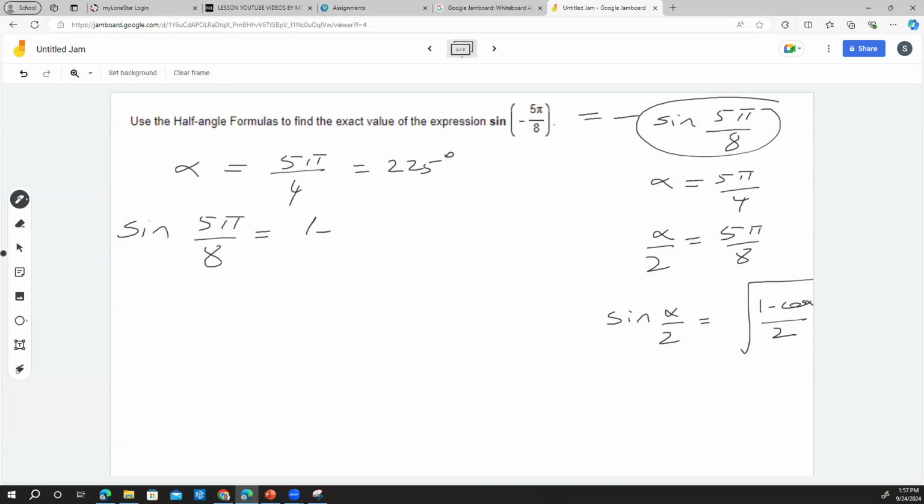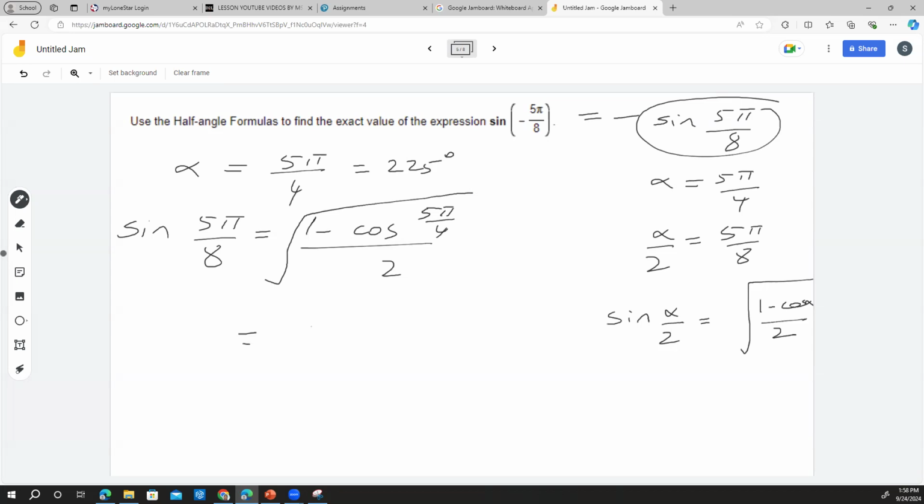So 1 minus cosine of, and in this case, alpha is 5 pi over 4, divided by 2, and we're going to have to take the radical, and we have to think about the sign. So half of 225 is an angle a little bit over 100 degrees, which is in the second quadrant, and in the second quadrant the sine value is still positive, so this will return a positive answer.